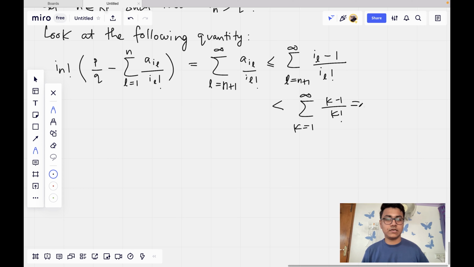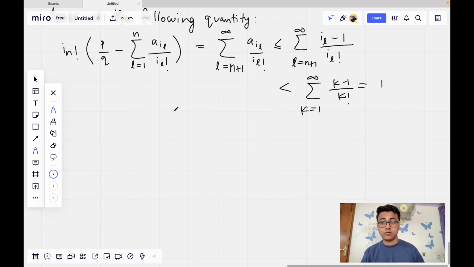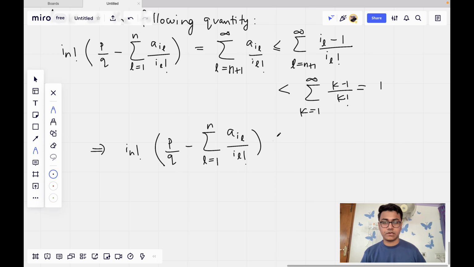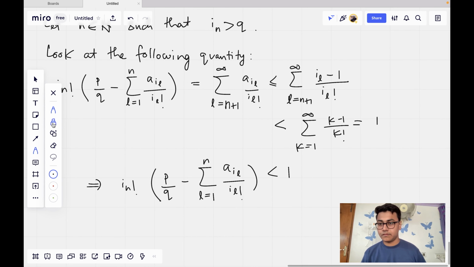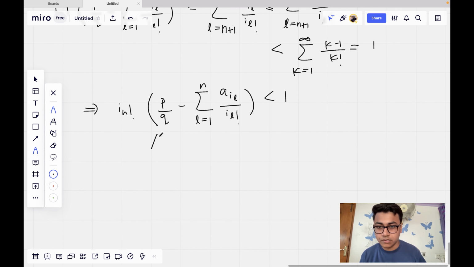And this, as you see, is just the telescoping series, which is equal to 1. This series converges to 1. So what we have is n factorial times p by q minus this summation, l equals 1 to n, is strictly less than 1, but we had this condition: i_n is greater than q.